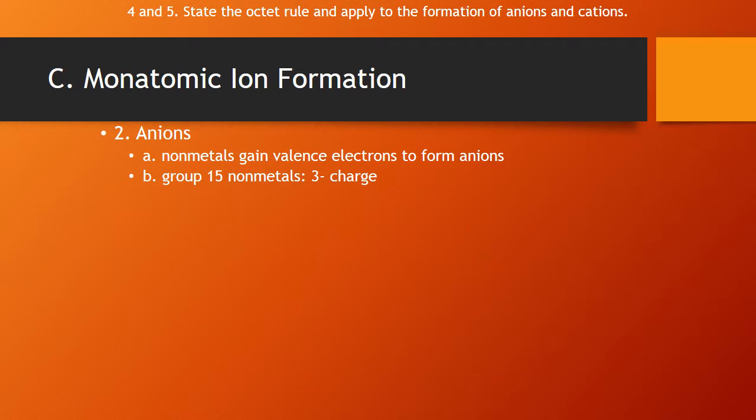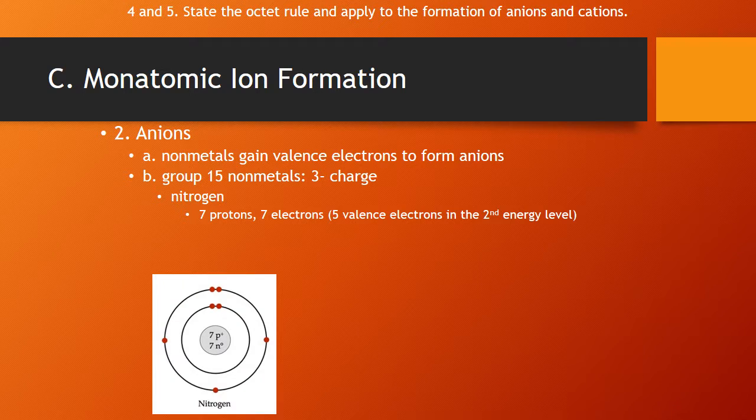Alright, lastly, group 15, as you might guess, they are going to form ions that have a 3 minus charge. For example, let's take a look at nitrogen. So nitrogen has 7 protons and 7 electrons. Its atomic number is 7. And it's in group 15, so it has 5 valence electrons.